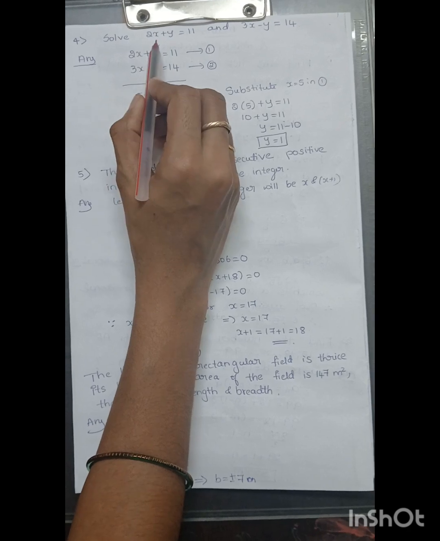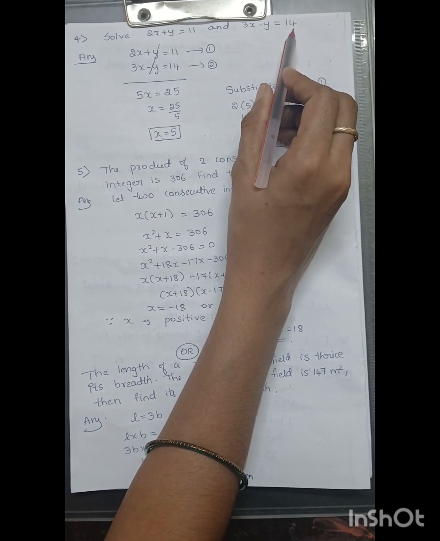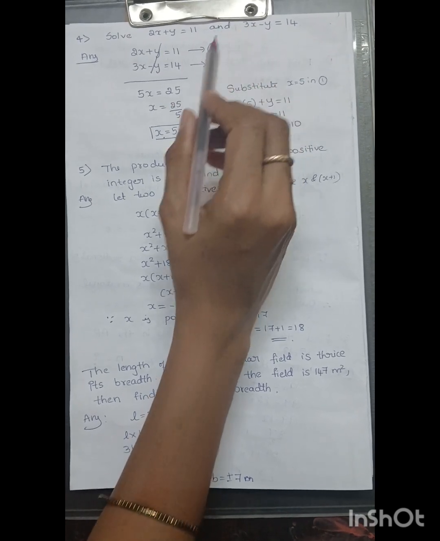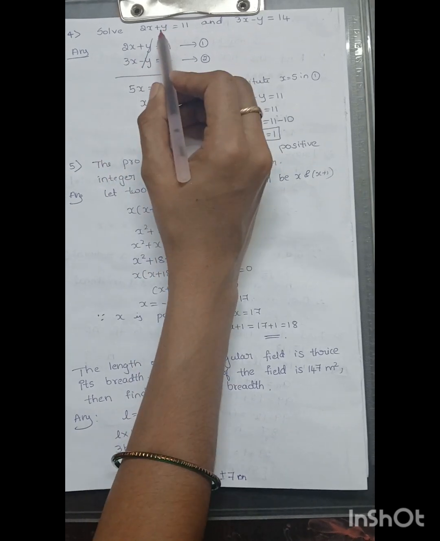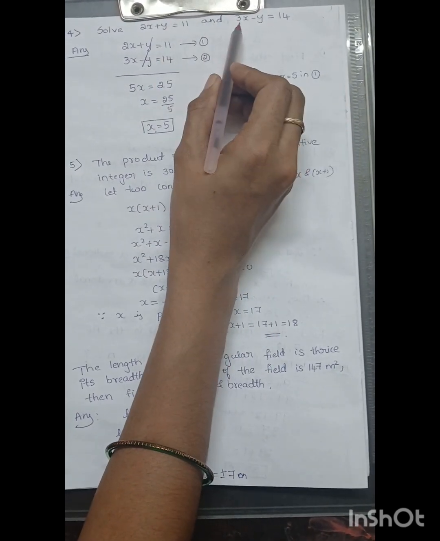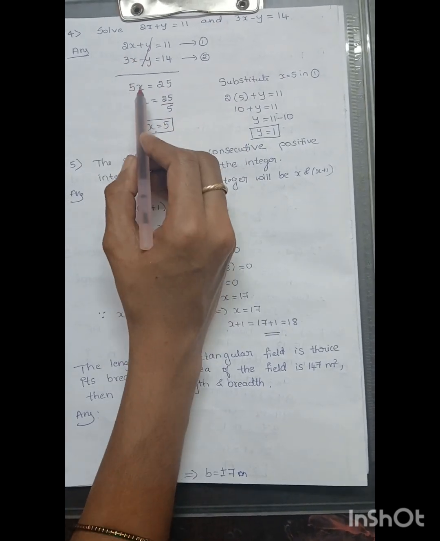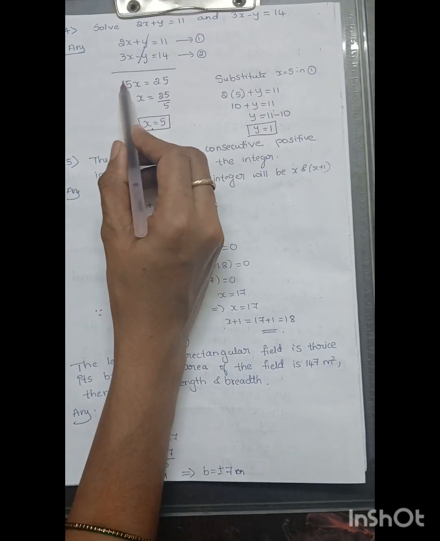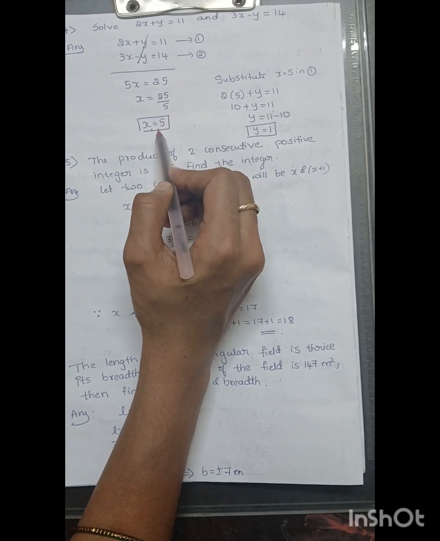Next question, solve 2x plus y equals 11 and 3x minus y equals 14. The method is not mentioned here. You can solve this by substitution method or by elimination method. I am solving here by elimination method. Plus y and minus y have the same coefficient, so they get cancelled. 2x plus 3x equals 5x. 11 plus 14 equals 25. 5 is multiplied, transposed to this side becomes 25 by 5, that is equal to 5.